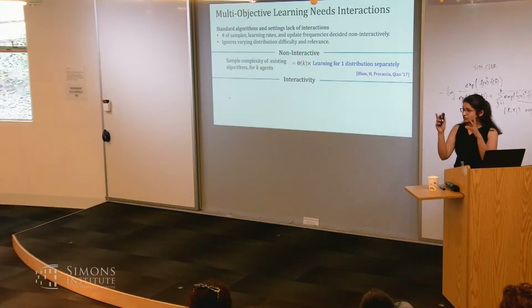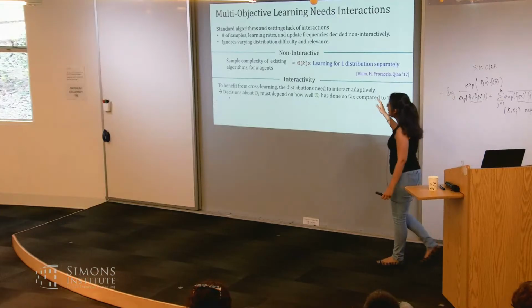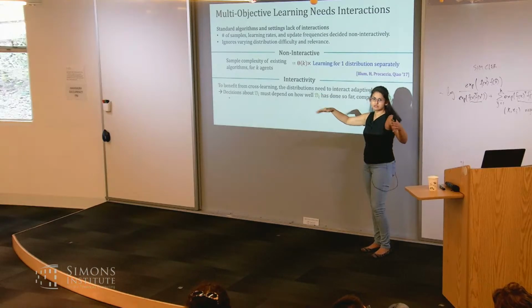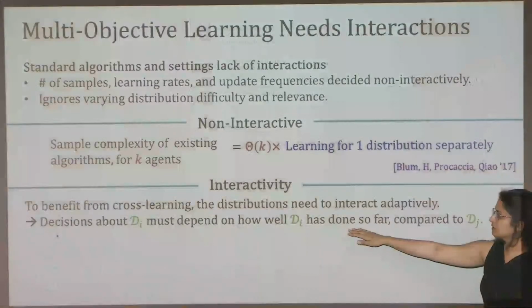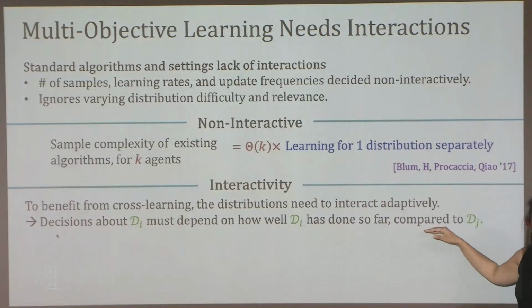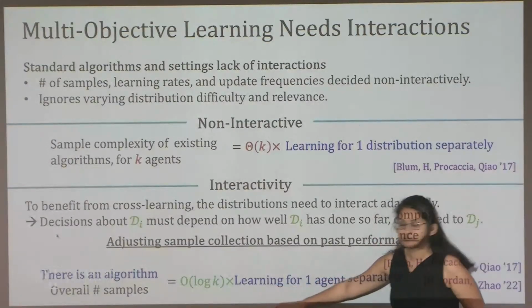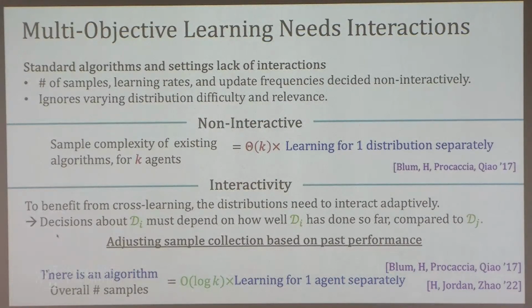What if you allow interactions, and what do I mean by allowing interactions? I now mean that the decisions you're making about D_i, like how many samples to take or learning rates or whatever you want to think about, can be done by also making that as a function of something else you did on another distribution D_j. So if you allow yourself this interactivity and adaptivity that comes with this type of interactivity, then what you're going to get is, at a high level, that the number of samples you took scales logarithmically in the size of the distributions or tasks that you care about.